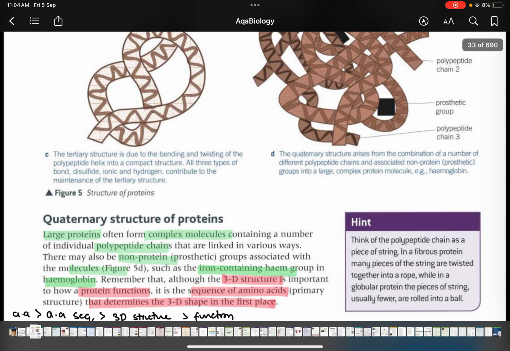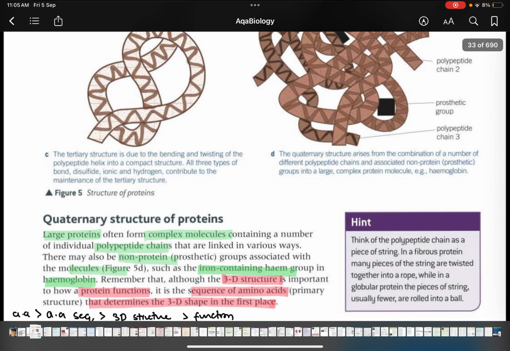So large proteins, often in the form of complex molecules, containing a number of individual polypeptide chains that are linked in various ways. They may also contain non-protein groups, such as the iron-containing heme group. 3D structure is important. The sequence of amino acids determines the 3D shape in the first place. So the quaternary structure arises from the combination of a number of different polypeptide chains and associated non-protein groups into a large complex protein molecule.